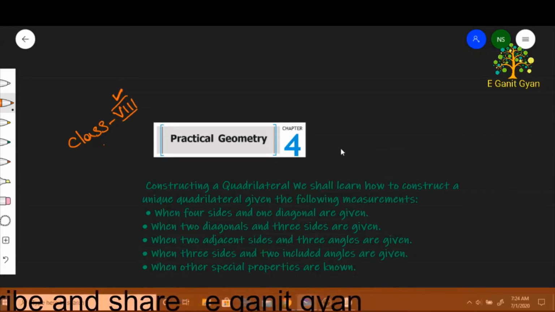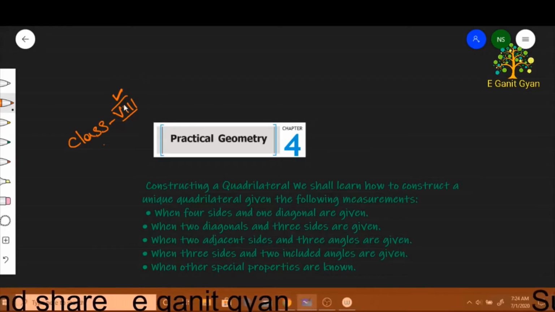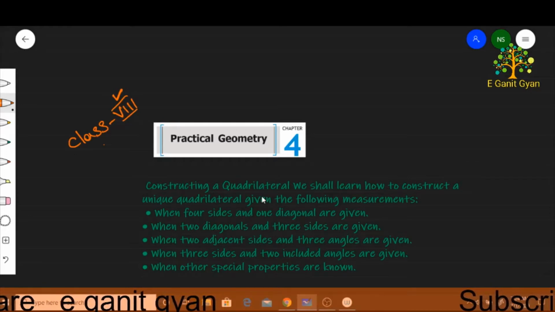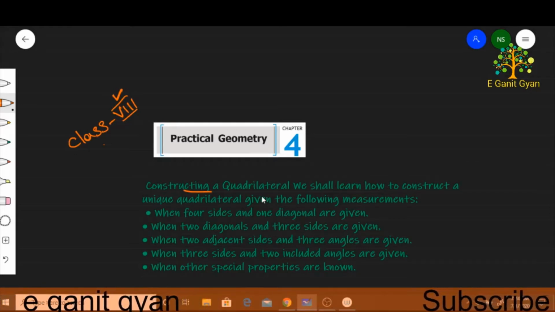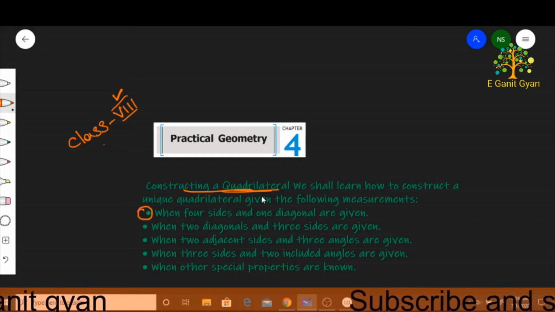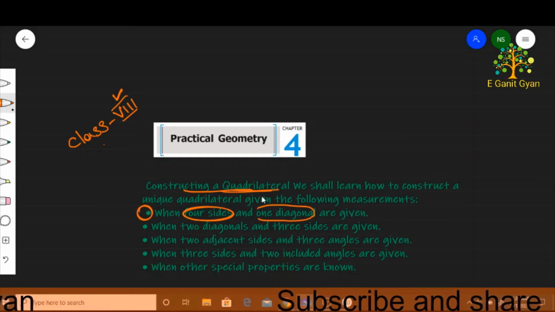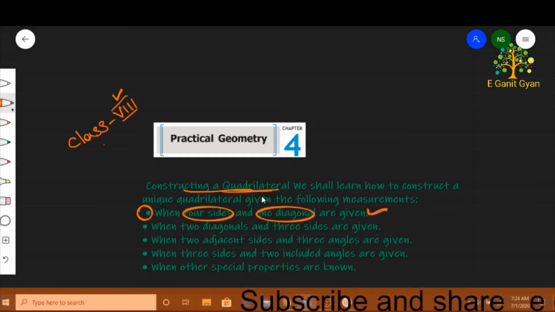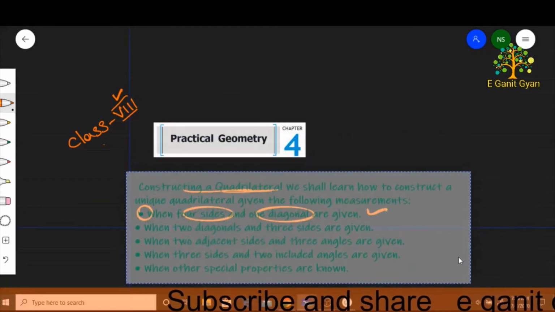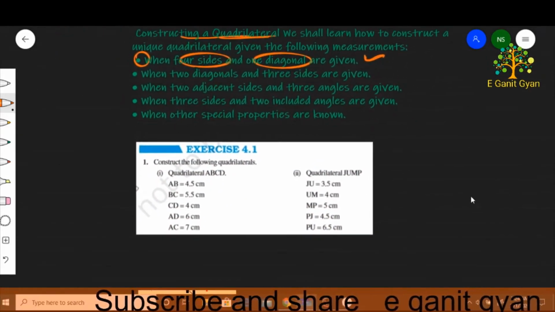Today I am going to discuss the practical geometry class 8 topic, mainly how we can construct a quadrilateral. We are going to discuss only one method: if four sides and one diagonal are given, how we can construct a quadrilateral. If we continue, we have exercise 4.1 here.